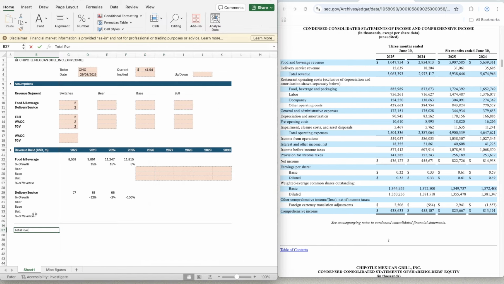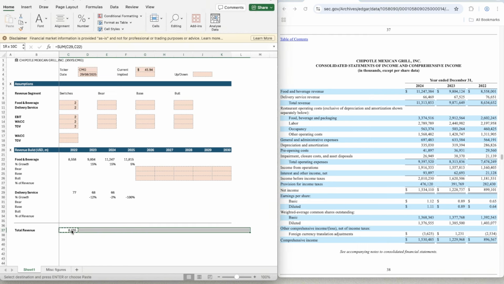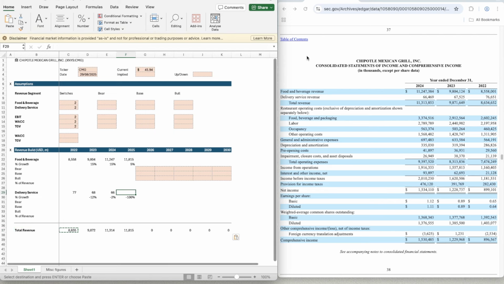Go total revenue. And this is going to be the sum of the delivery service and the food and beverage. We'll just make sure they match up. Yeah, that's about right. And this, we just copy it down, so it will auto-complete as we're going along. Oh, sorry, I forgot this one.